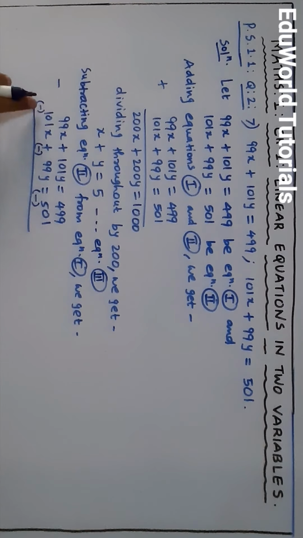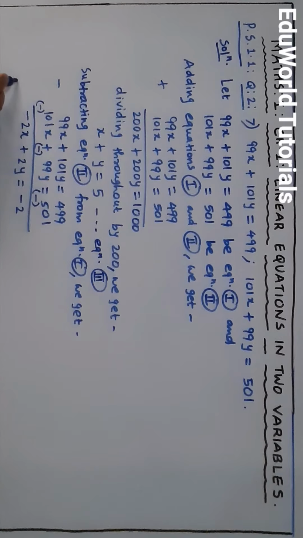What is 99x minus 101x? From a small number we subtract a big number, so definitely we get negative 2x. From the big number 101y, positive, we subtract 99, so we get positive 2y is equal to, from a small number we subtract this big number, 499 minus 501, the difference is negative 2. Again you see that the coefficient of x, the coefficient of y, and this number are each divisible by 2, so we reduce the form of the equation.